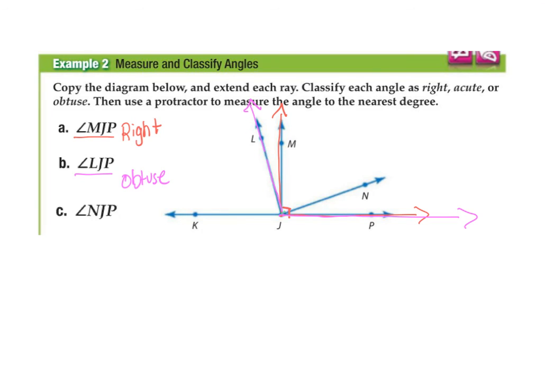And then the last one, NJP. So NJP would be this green angle, which is smaller or less than the right angle, so less than 90, so it would be classified as acute.